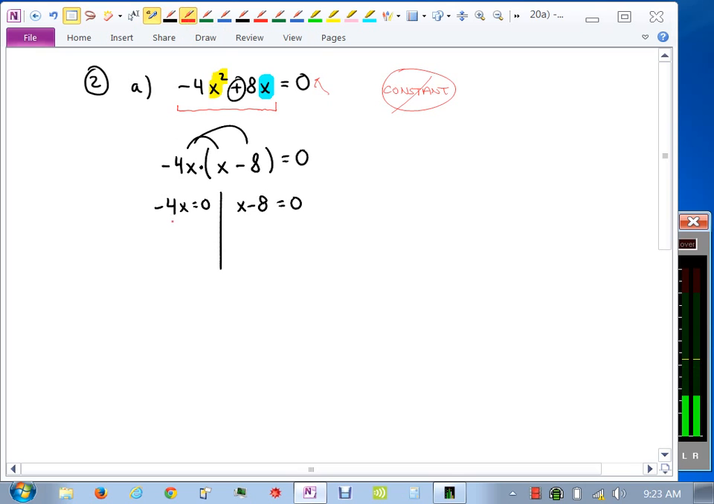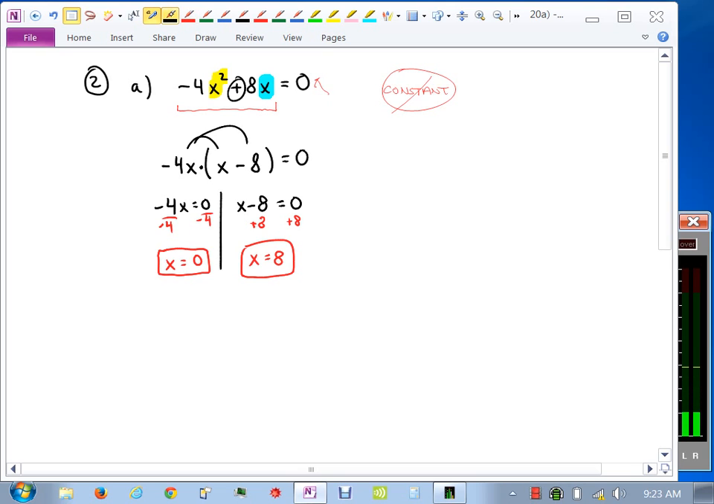On the left side, we just divide by negative 4. We get x equals 0 divided by negative 4 is 0. So x equals 0 is one solution. Over here, we just add 8 to both sides, and we get x equals 8. So our two solutions are 0 and 8.